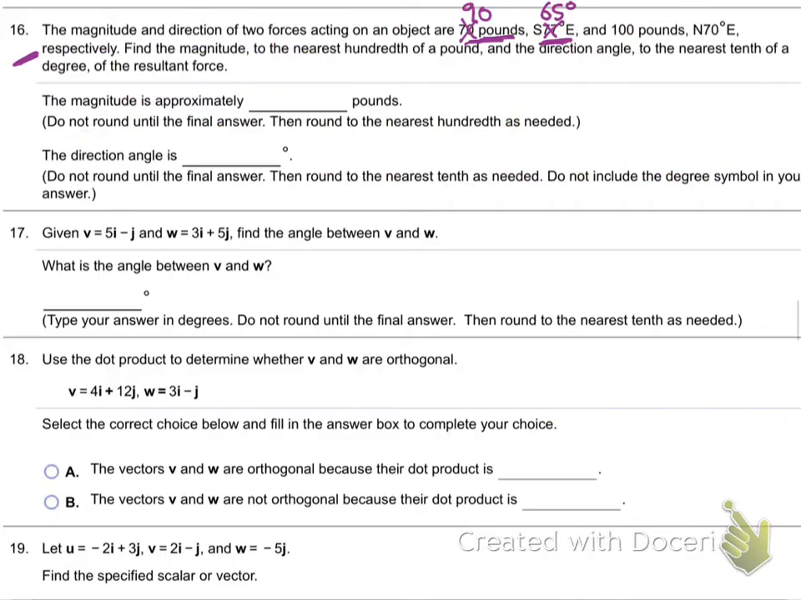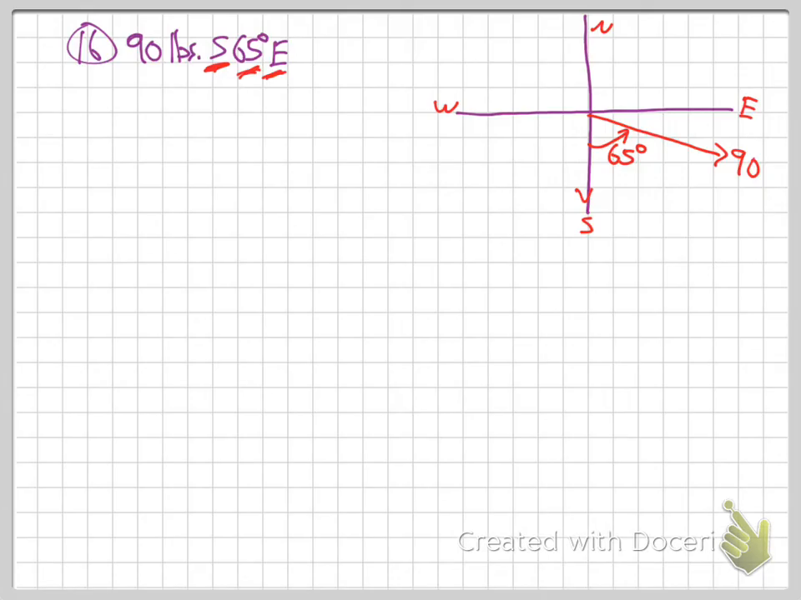And then the second vector is 100 pounds north, 70 east. So the second one is 100 pounds north, 70 degrees east. So it's north, but not straight north, 70 degrees to the east. And that one is 100-pound force in that direction.